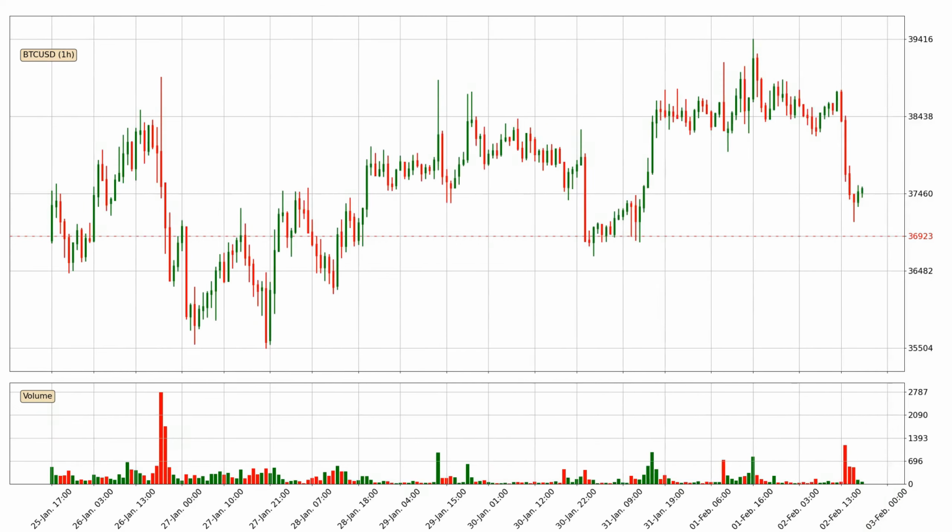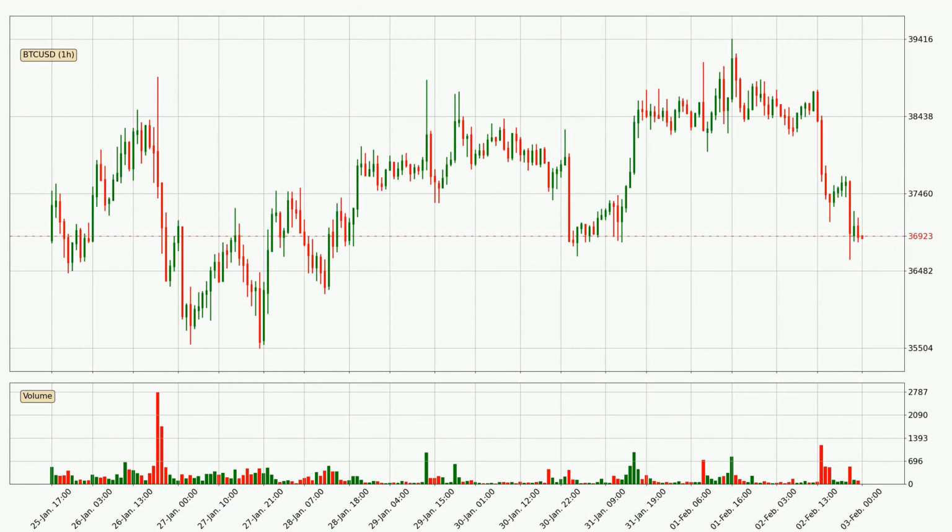Let's get started. Today, find out how the price of Bitcoin has changed and what the technical indicators SMA, divergence, stochastic RSI and MACD show. If you are unfamiliar with the indicators, check out the explanation videos below.